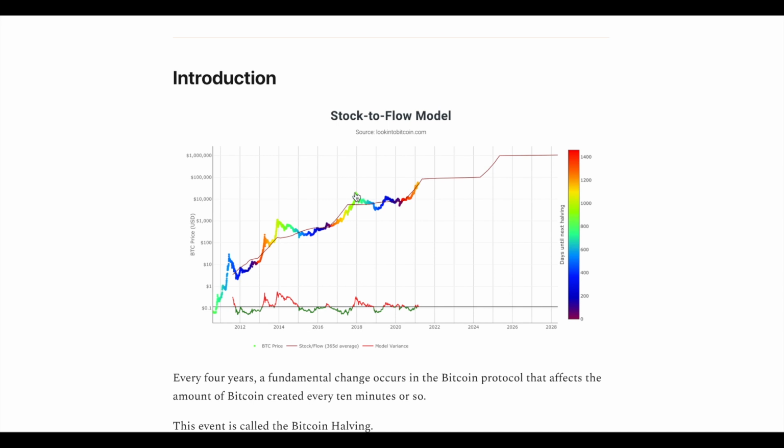And the psychology when we deviate below the stock to flow line is essentially maximum pessimism, extreme fear towards Bitcoin. Nobody wants Bitcoin at that point in time, but it is the financial opportunity that we really shouldn't squander. It's difficult to make the most of such an opportunity because there's so much fear, uncertainty and doubt towards Bitcoin, and many people don't know whether Bitcoin will ever recover in these periods right over here.